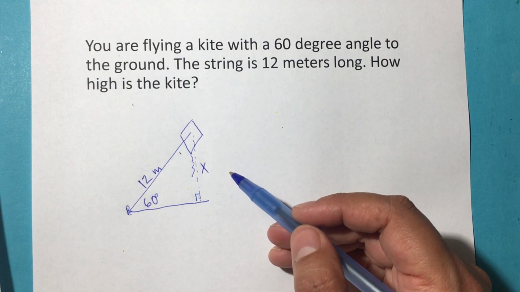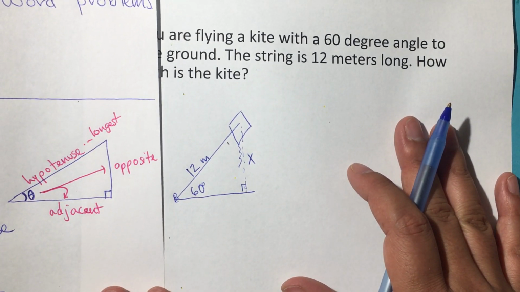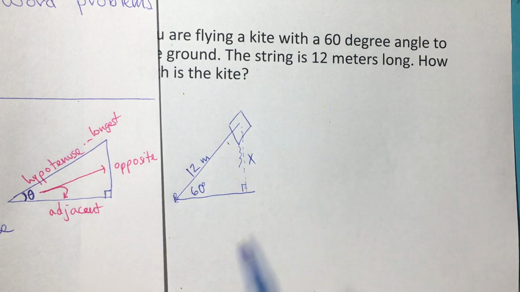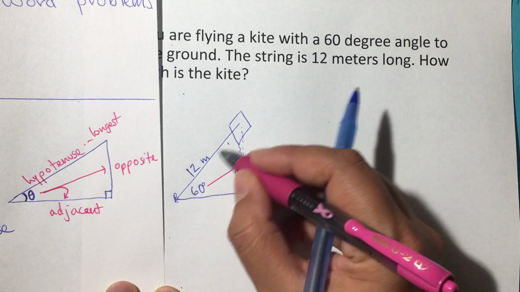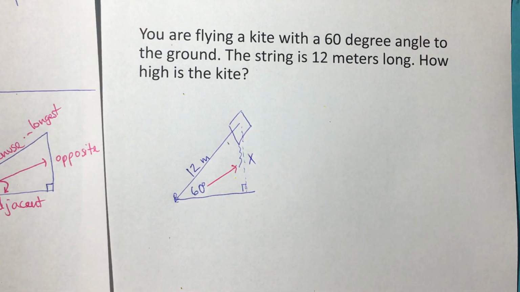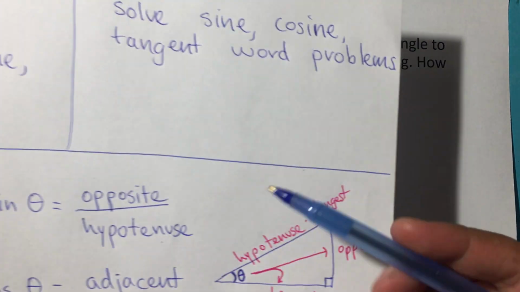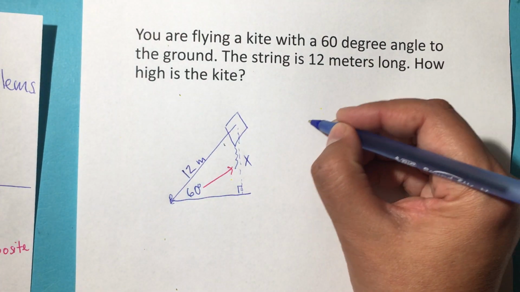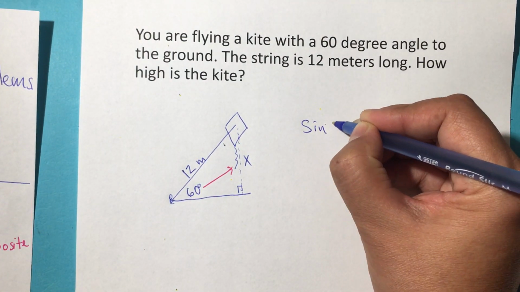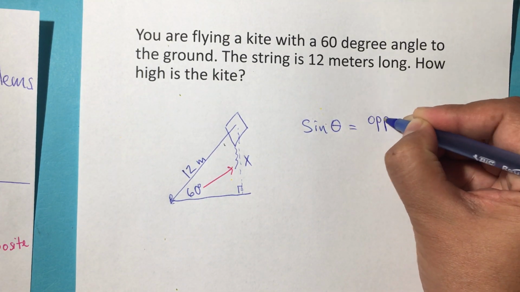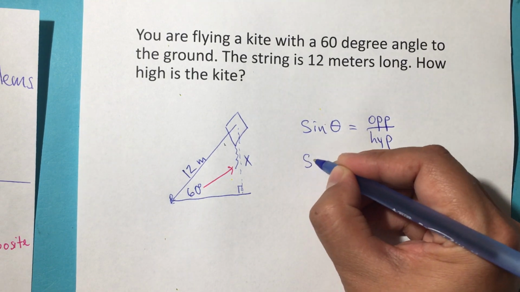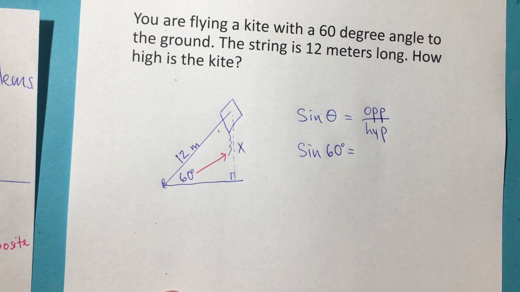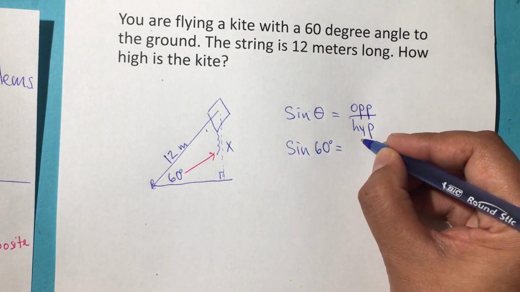So if you notice, we have to look at the information that they're giving us. Okay, so from this angle, x is the opposite. Okay, it's straight across. Opposite, and we are given also the hypotenuse. So we're going to use opposite hypotenuse from SOHCAHTOA. SOHCAHTOA, it's going to be sine. Sine of theta equals opposite over hypotenuse. Sine of theta is the degrees, which is 60, and the opposite will be x.